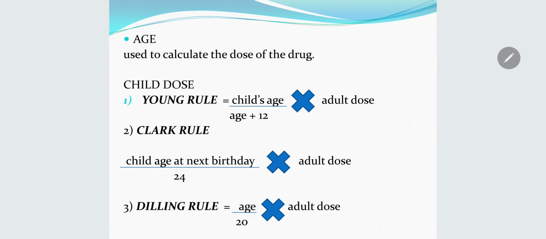And with the help of age, we also calculate the dose of the drug, because in children we have to calculate the dose of the drug based on age and weight. You can see the child dose. There are 3 formulas given here based on the child age or the adult child age. So hence age is important in recording.